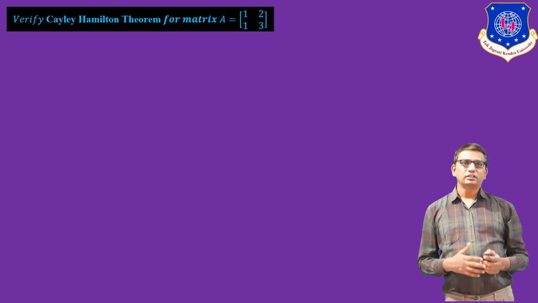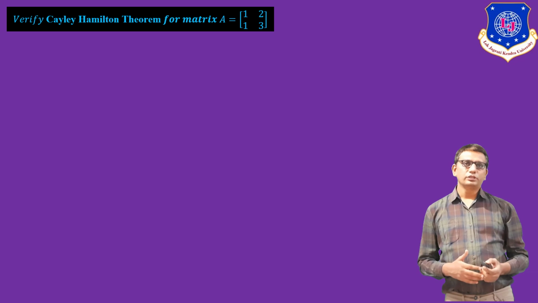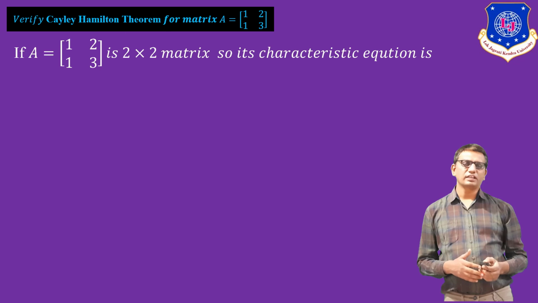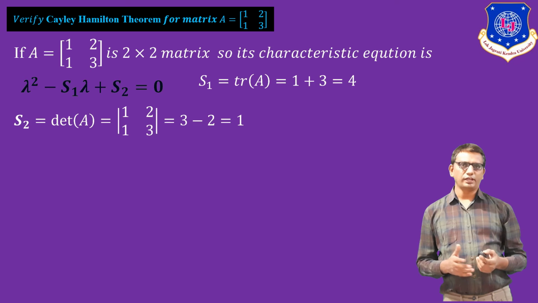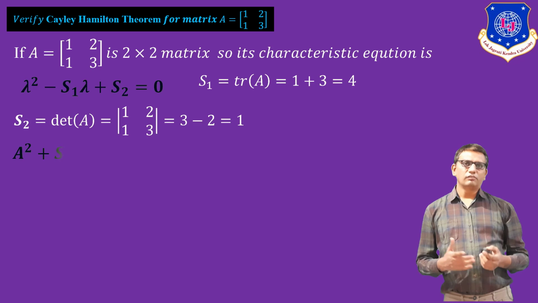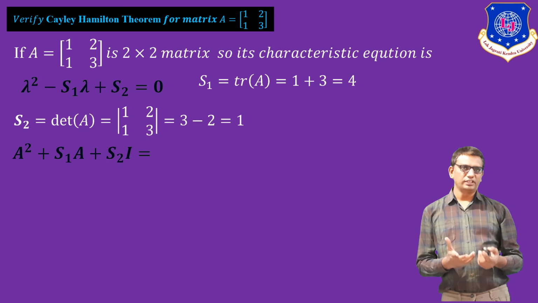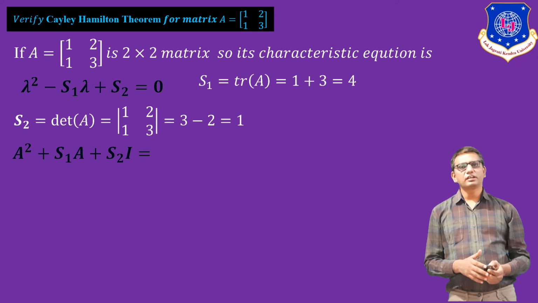Now we will see some examples related to the Cayley-Hamilton theorem. Here we have a 2 cross 2 matrix and we have to verify the Cayley-Hamilton theorem for it. First of all, we find the characteristic equation, which is lambda square minus s1 lambda plus s2 equal to 0. Here s1 equals the trace of A, which is 4, and s2 is the determinant of A, which is 1. We can easily verify it. Now A square minus s1 A plus s2 I equals what? That is our Cayley-Hamilton theorem. If we get 0, then the theorem is verified.